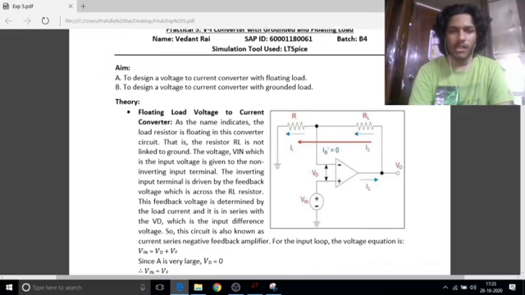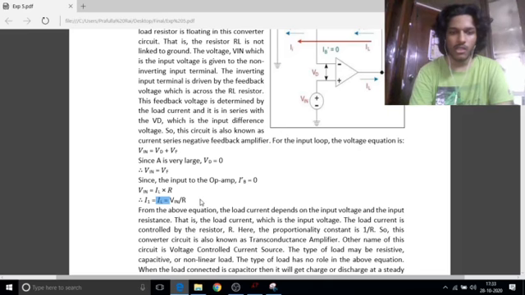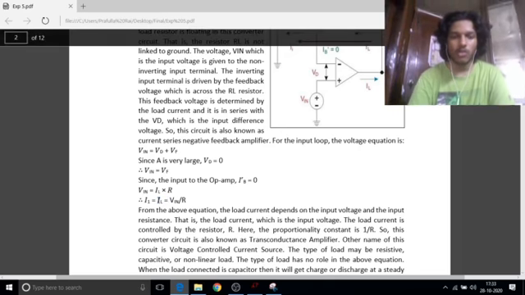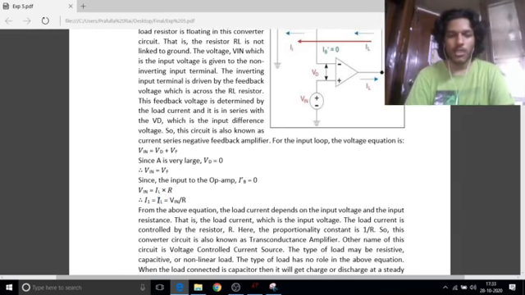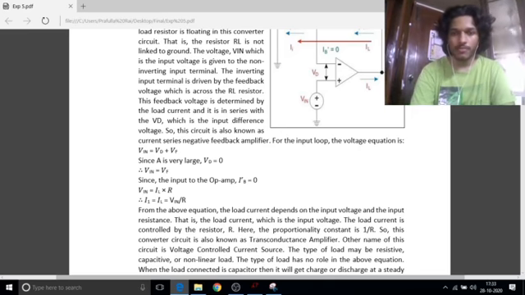As we can understand from the term, a floating load is one which appears to be floating in the circuit. It should not be connected to the ground. We have derived its equations and we have got IL equal to Vin by R. This leads us to believe that the load current is independent of the load resistor RL. It only depends on the input voltage and the resistor R.